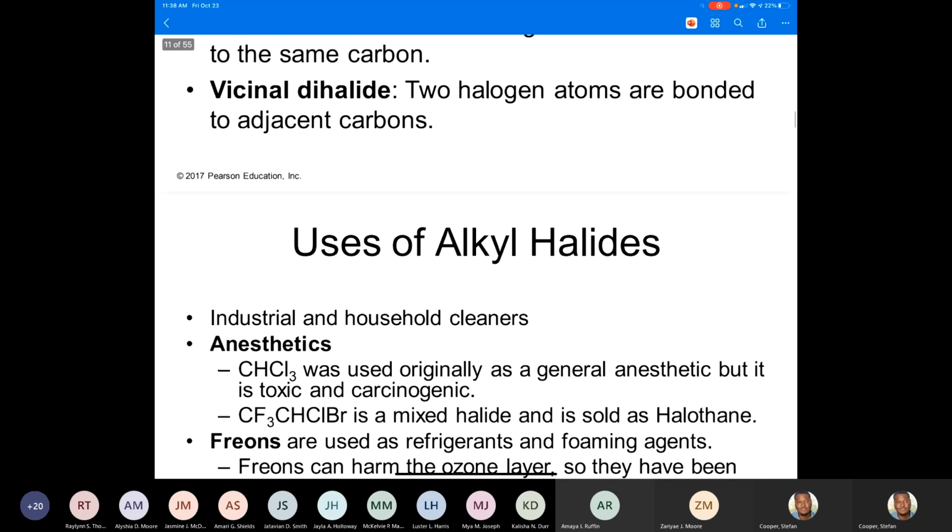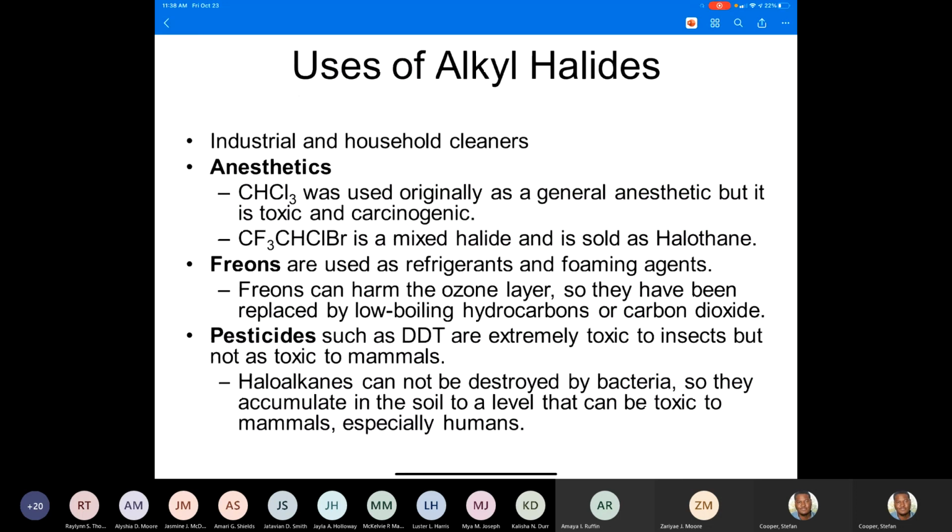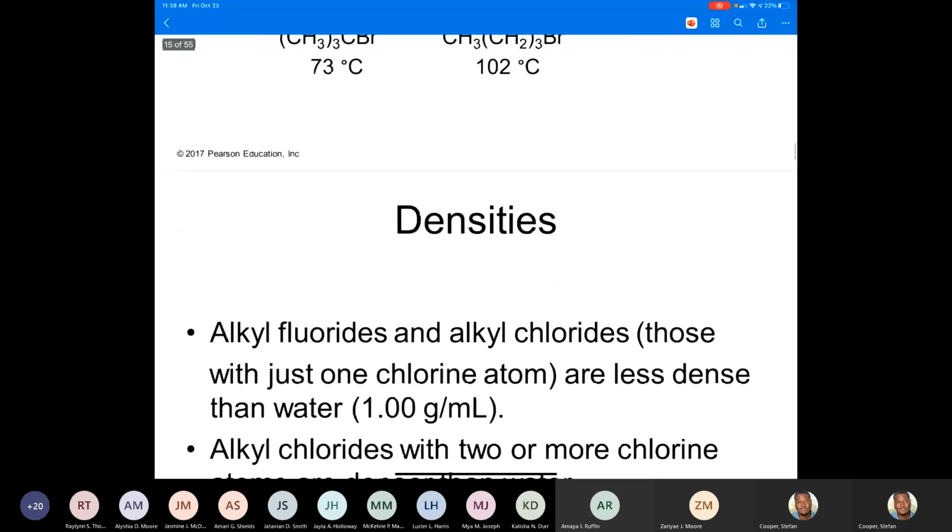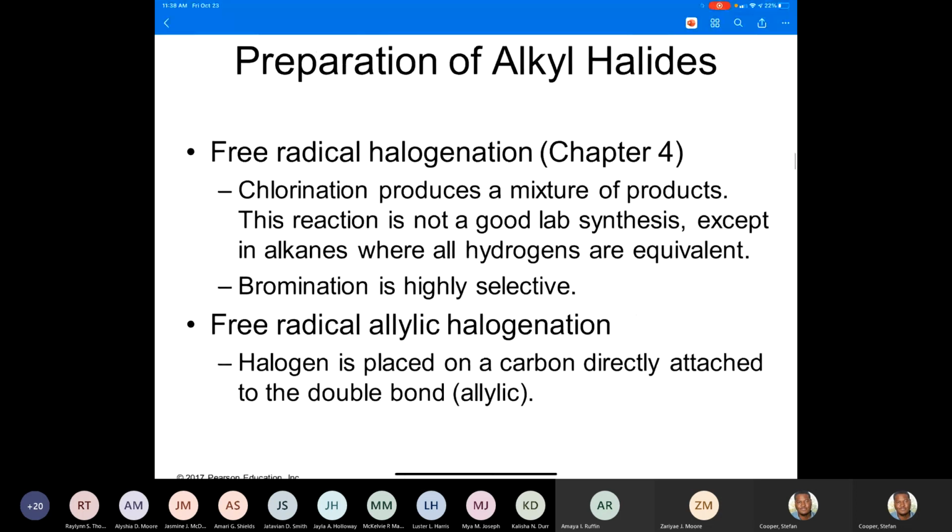All right, this will be our last slide. I'm not going to go through this. You guys can read this. But alkyl halides are very important in a lot of different industrial and household cleaners. Boiling points, densities, and all that kind of stuff is there. Rule 1 here, preparation of alkyl halides. They can be formed from these free radical halogenations or these allylic halogenations. And we're going to talk about the allylic ones a little bit later.